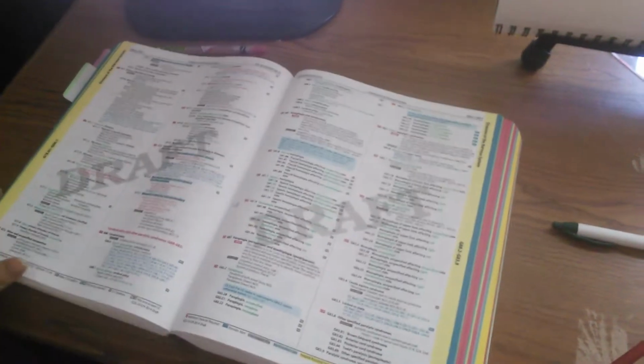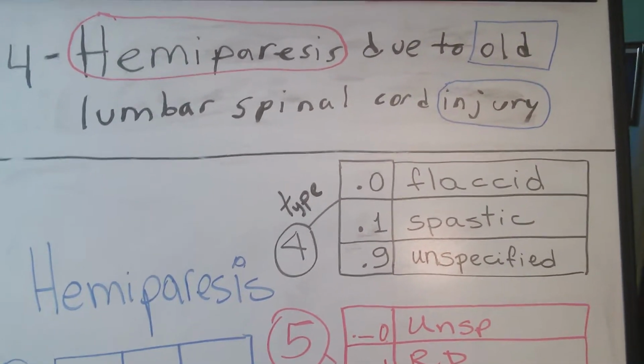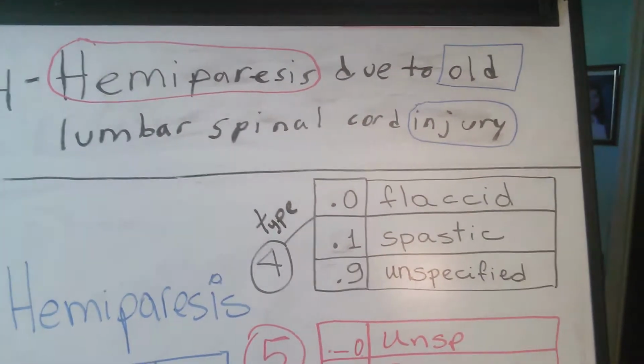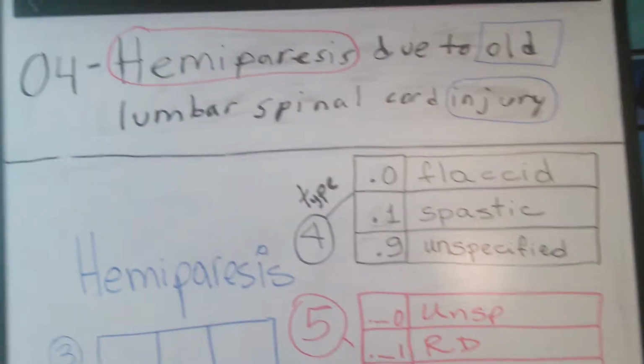The second code will be lumbar spinal cord injury. Right. So how do we start that? We go first to the index, the index, and then injury. Here's the problem, you see? Due to old lumbar spinal cord injury, and you see the injury is circled, which means it is the main condition. So we have to start with that.